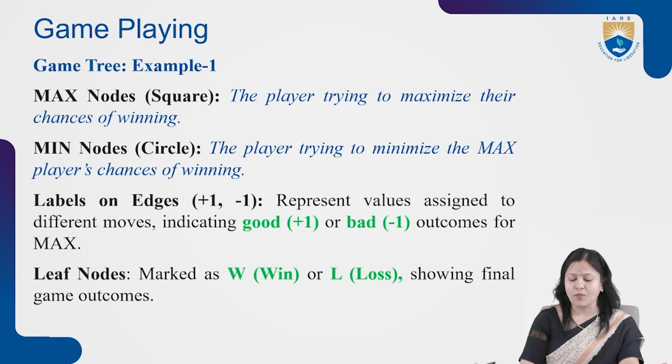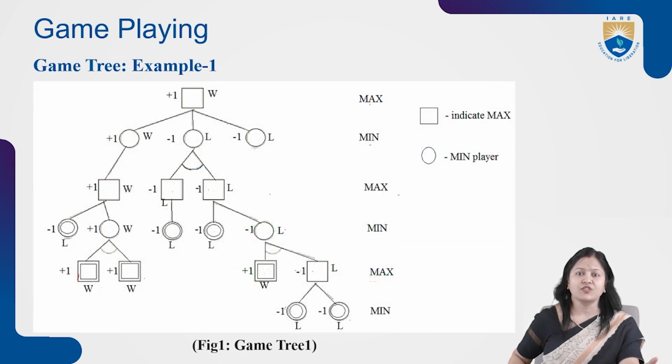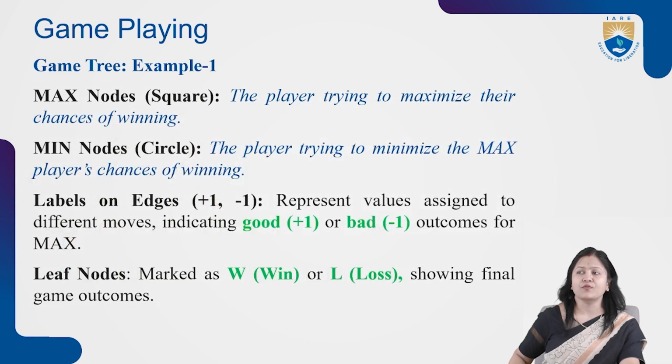So leaf nodes are marked as only W and L. Actually, in this example, nowhere is D mentioned, so no need to worry. Only two things, using these two symbols, we have propagated from the leaf node to the root node. The same procedure is followed.